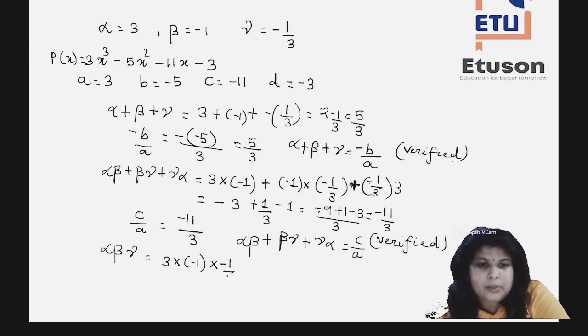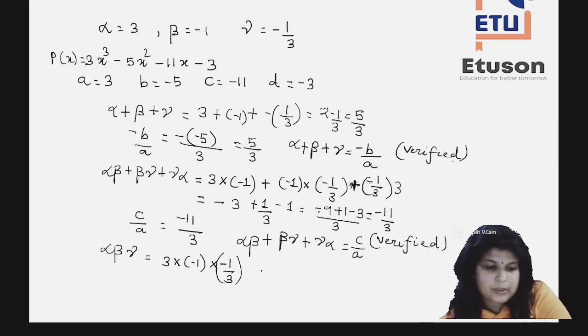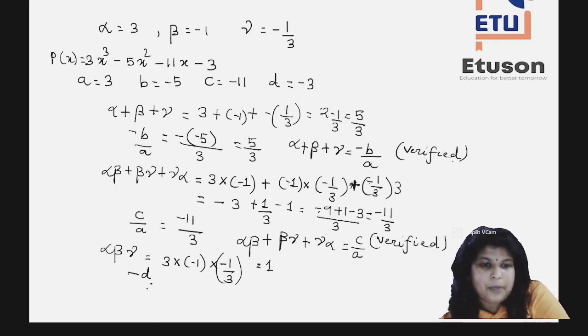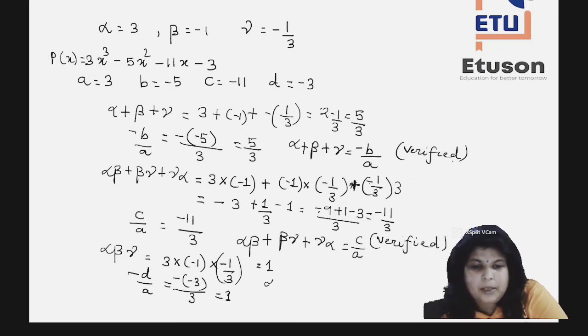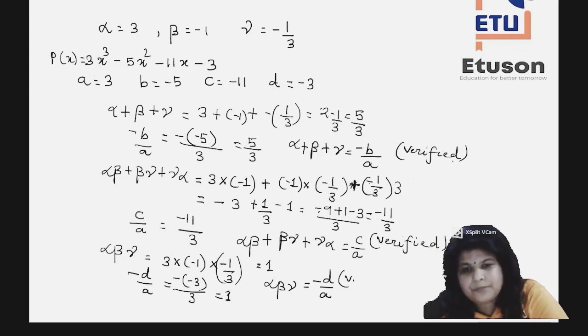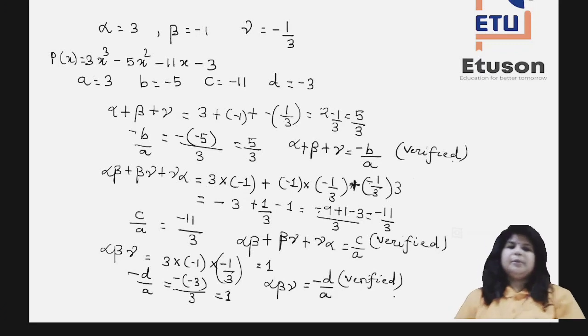Now the last one, the product alpha beta into gamma, that is 3 into minus 1 into minus 1 by 3. So the answer is 1. So that should be equal to how much? That should be equal to minus d by a. Check whether it is minus d by a or not. So minus of minus 3 divided by 3. So that is equal to 1. So the relationship alpha beta into gamma is equal to minus d by a is verified. Correct? Is verified.